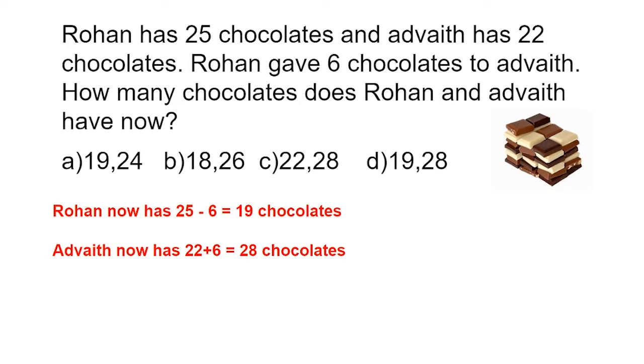Now look at the options that are given, right? In such questions, especially in competitive exams, you will have options which are given. You just have to choose the correct option. So among these options, which is the right one? Option D is your correct answer. Rohan has 19 chocolates and Advait has 28 chocolates. Very good friends they are, no? They are sharing chocolates with each other. So you should also share chocolate with your friends, okay, if you have lots.